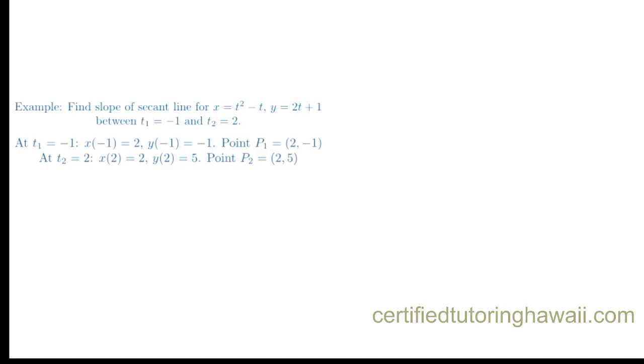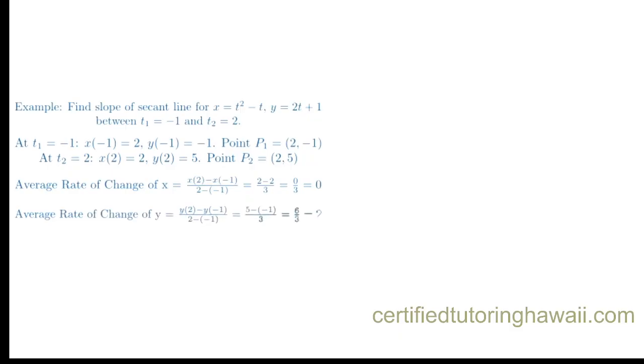Next, let's find the average rates of change for x and y. The average rate of change of x is the change in x divided by the change in t, which is 0. The average rate of change of y is the change in y divided by the change in t, which is 2. Now we find the slope by taking their ratio. The slope of the secant line is the average rate of change of y divided by the average rate of change of x. Since we have a 0 in the denominator, the slope is undefined.